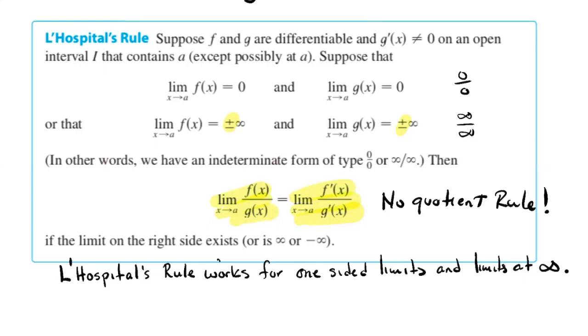All right, just as a comment here, L'Hopital's rule works for one-sided limits. It works for limits at infinity. So the author here has written it just once, but it's actually quite general. It works for every kind of limit that we know. Let's try it out.